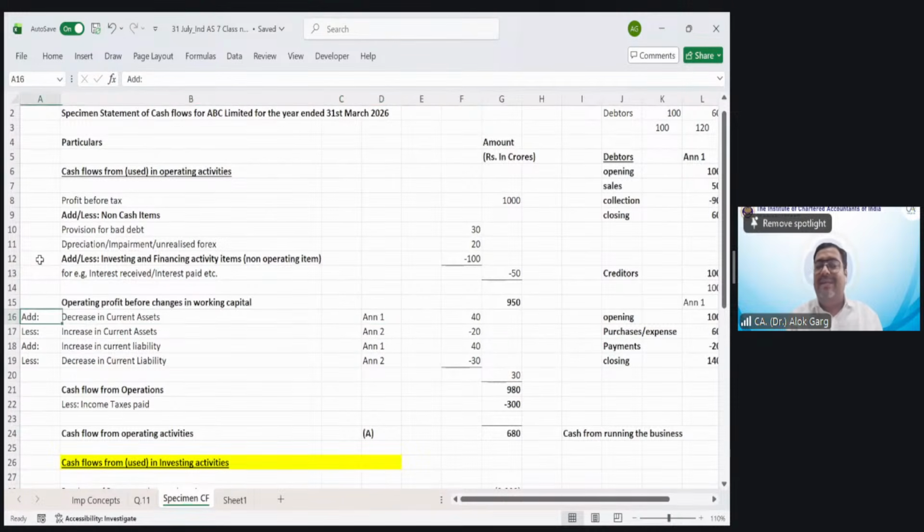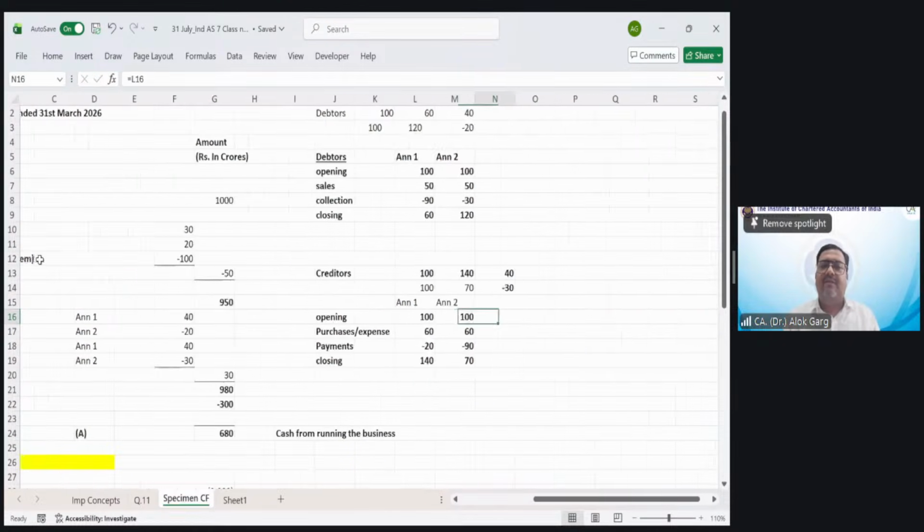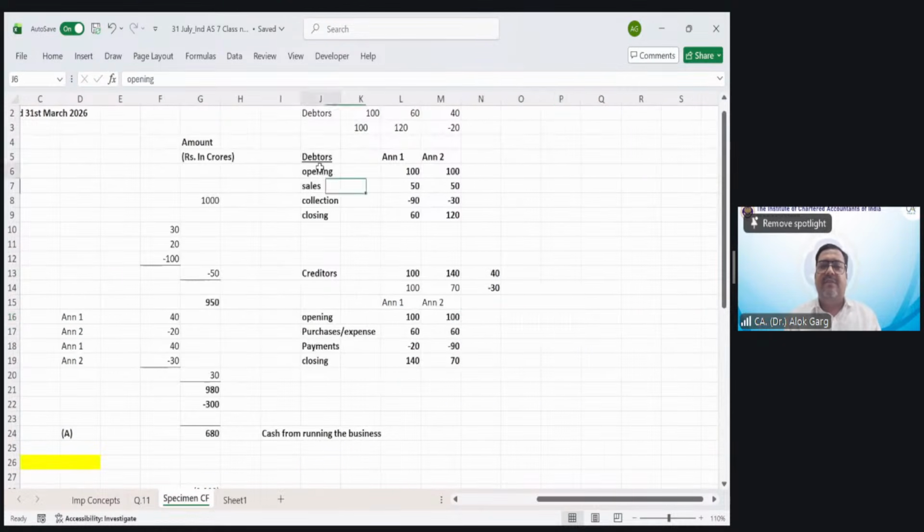So a decrease in current assets means positive cash flow. Increase in current assets, negative cash flow. Increase in current liability, positive cash flow. Decrease in current liability, negative cash flow. So let's say if you go to annexure 1, this annexure 1 is the debtor, right? For example, annexure 1 relates to a debtor. Annexure 2 is, for example, relating to the other current assets. Other current assets. Okay.